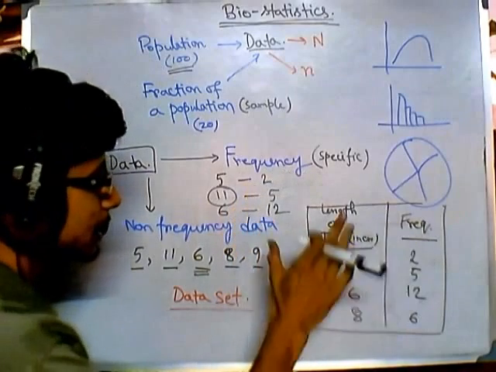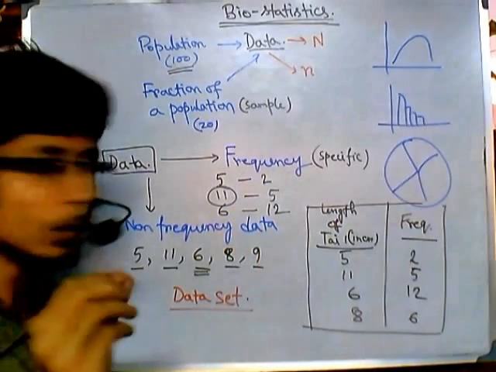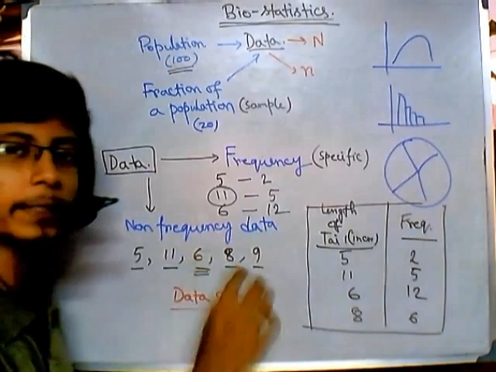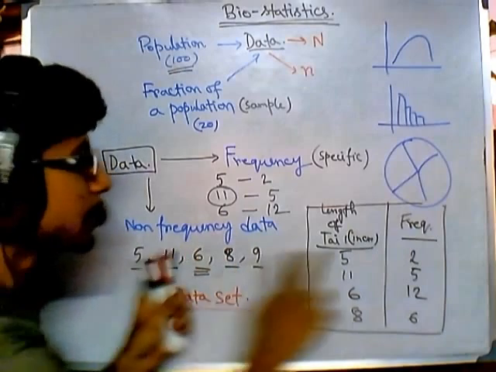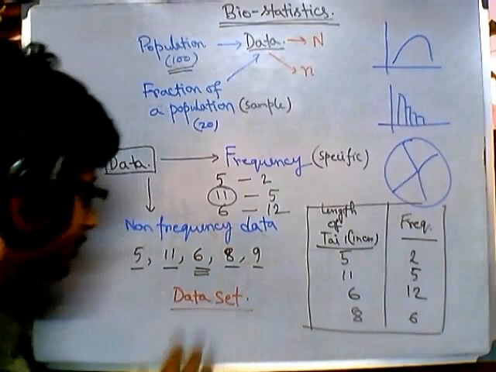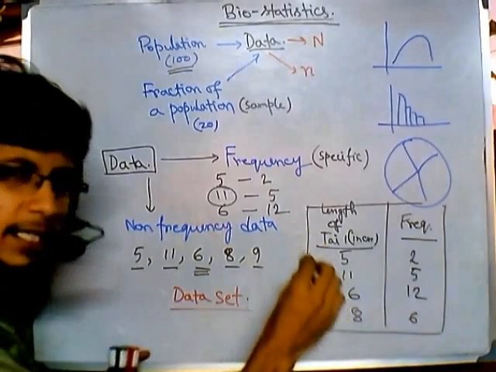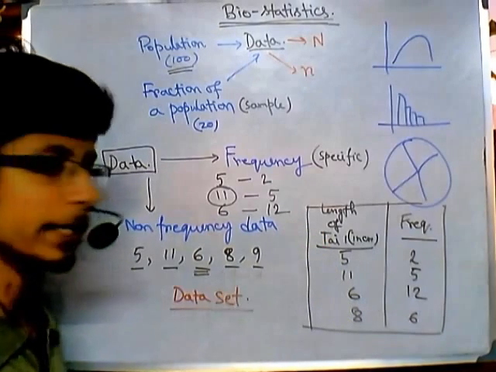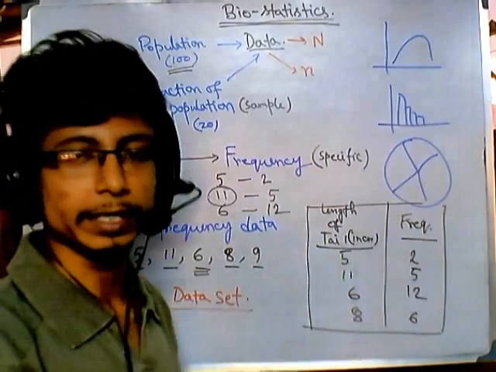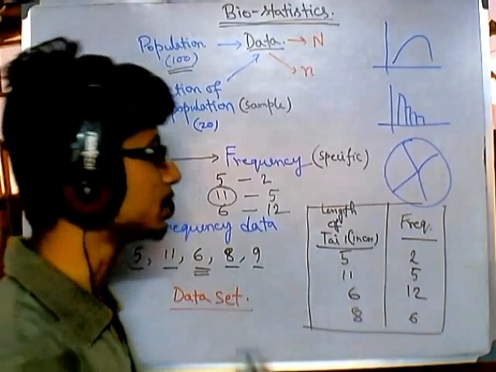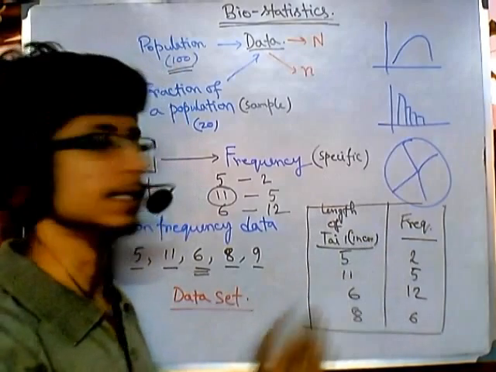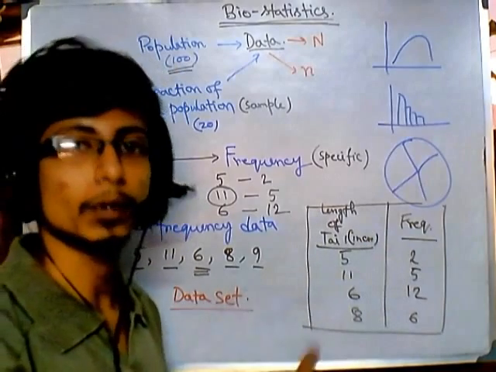Now this is a little bit more complicated than this type of non-frequency data. So these are the two types of data. Okay, this is simplest, this is slightly complicated. Now there is another type of data that is also possible, which is much more complicated than this data.